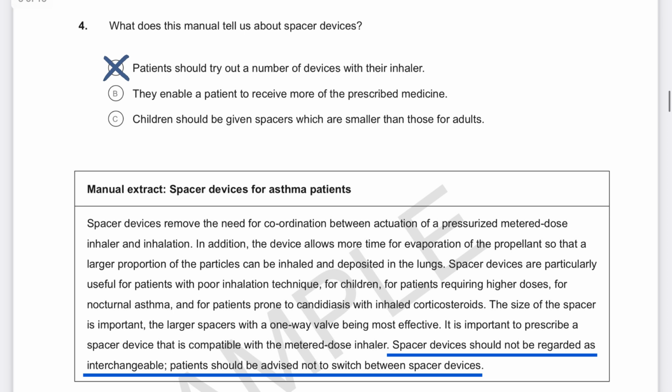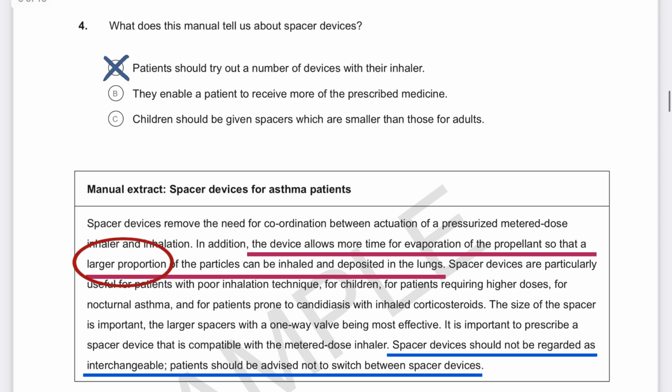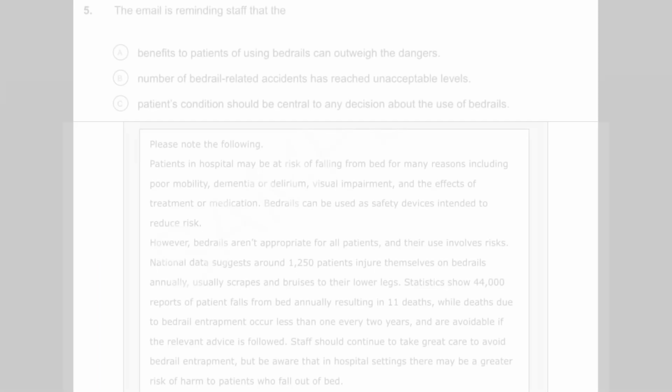Letter B, they enable a patient to receive more of the prescribed medicine. So we've read here, the device allows more time for evaporation of the propellant so that a larger proportion of the particles can be inhaled and deposited in the lungs. So letter B is the correct answer. Letter C, children should be given spacers which are smaller than those for adults. So this is incorrect because it is not mentioned in the extract.